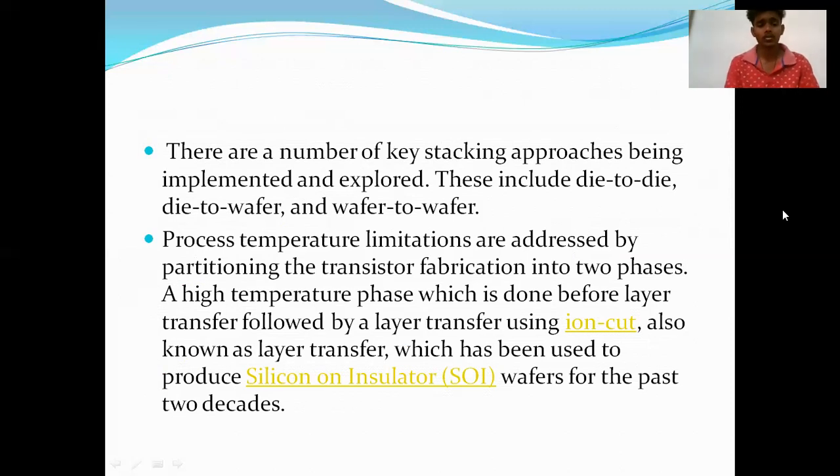All are well known about this process temperature limitation and the partitioning of the transistor fabrication into two phases. It has a temperature phase, which is done before layer transfer, followed by a layer transfer using ion cut, also known as layer transfer. It has been used to produce silicon on insulator (SOI) wafers for the past 2 decades.